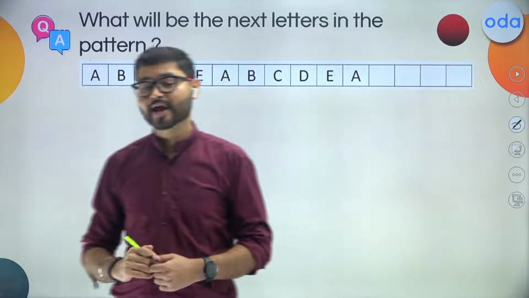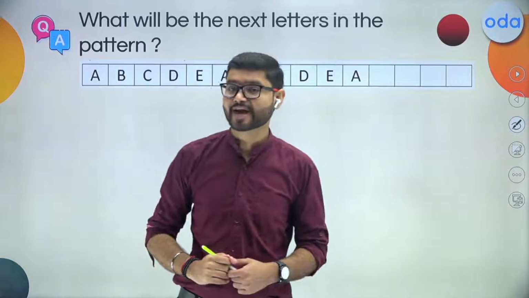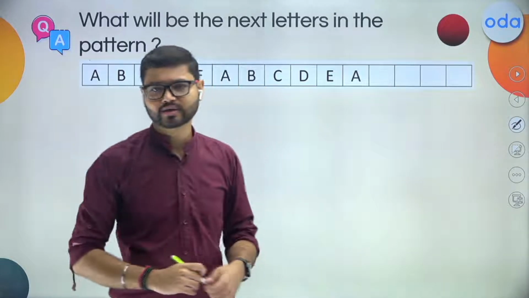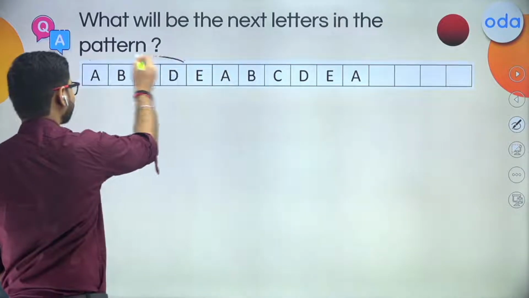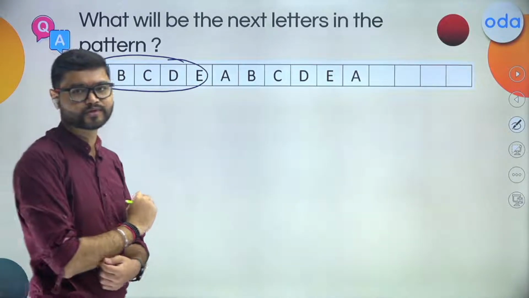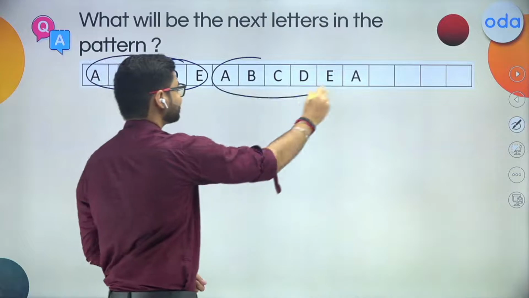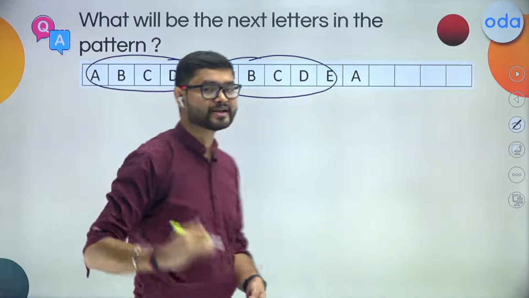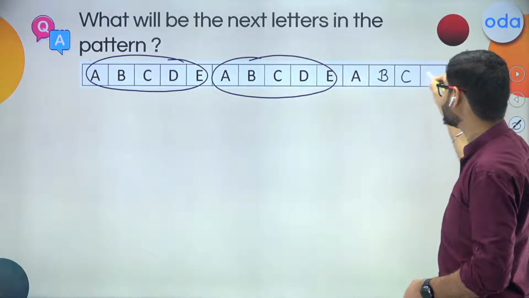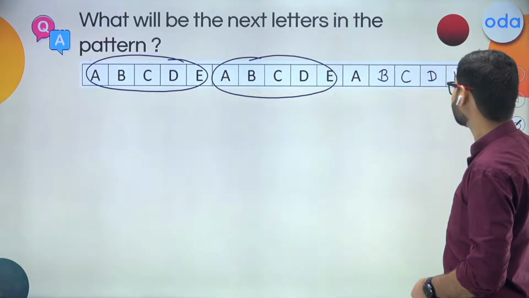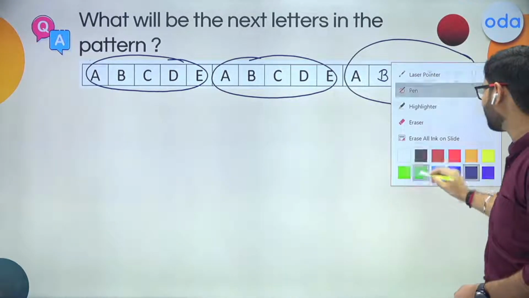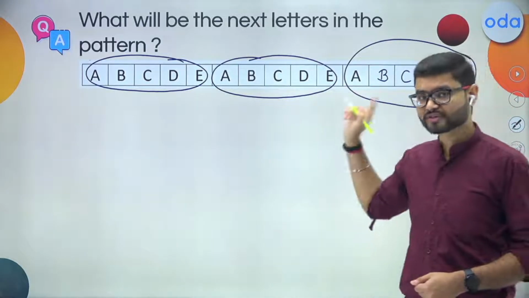Okay. So as I have told you, the very first thing which we have to observe is whether the pattern is repeating or growing. We can see that this particular pattern A, B, C, D, E is repeating. Right? Here also we have A, B, C, D, E. So definitely next time it is going to be A, B, C, D, E only, because by the definition of pattern, patterns repeat. So that was the first case.